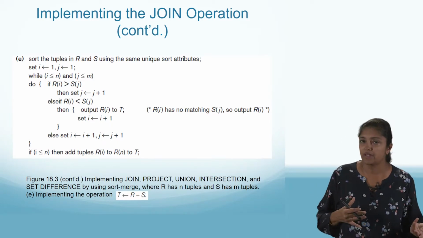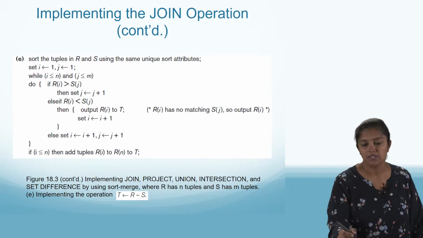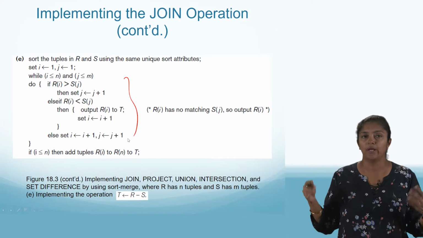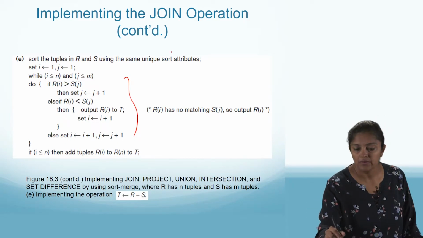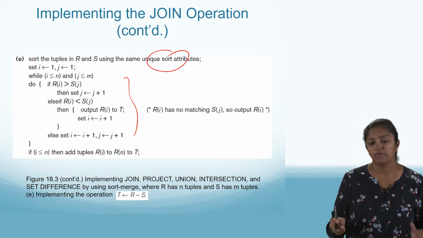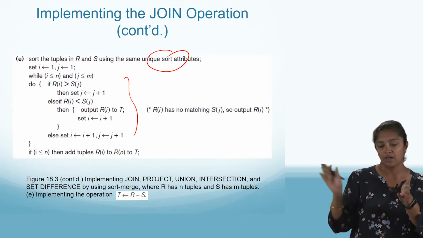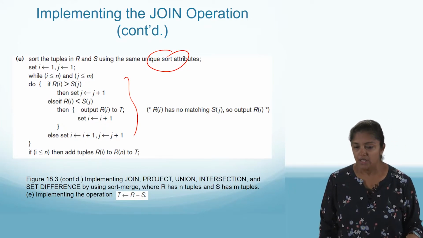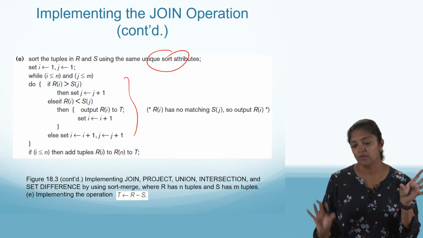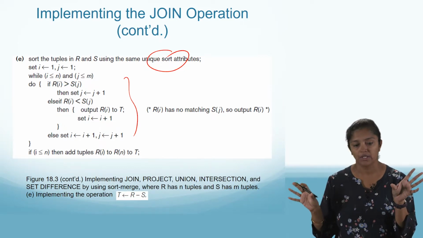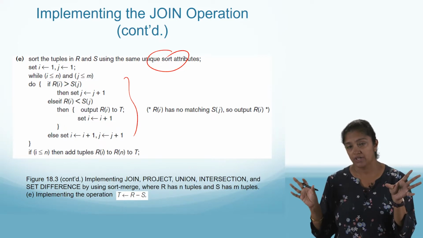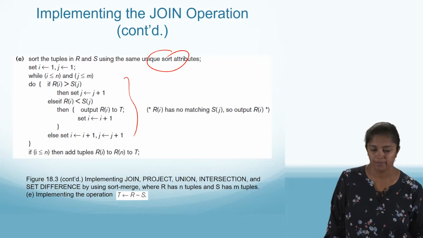Very similar to the union and intersection, it's just that in our do while loop, we're going to do it a little bit differently. We start out by sorting, and then we keep only the tuples that are in R and not in S. So for each Ri, we are looking to make sure that there is no match in S. If there isn't, then it goes into the output.